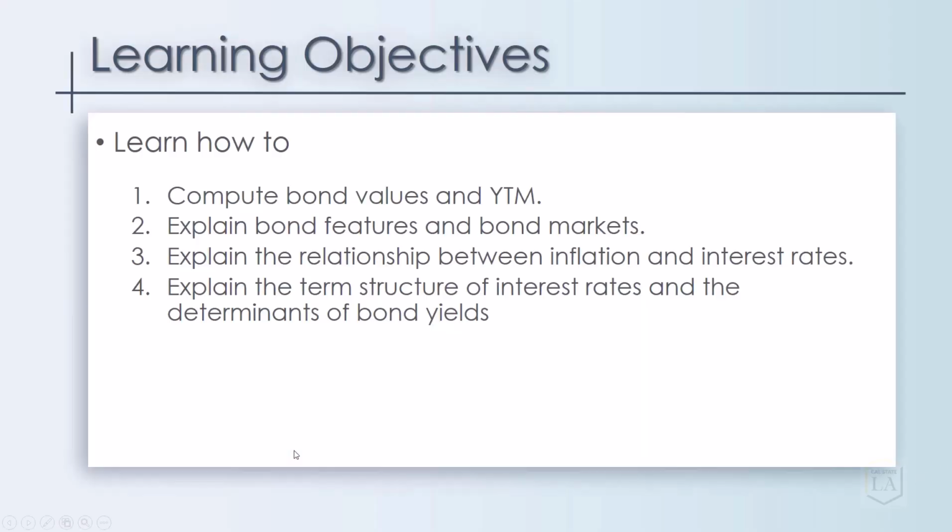So after this video lecture and also learning Chapter 6, you will be able to compute bond values and yield to maturity. This chapter also teaches you what bond features and bond markets are, and also the relationship between inflation and interest rates. After learning this chapter, you will also learn a new term called the term structure, and based on that term, you will be able to understand the determinants of bond yield as well.